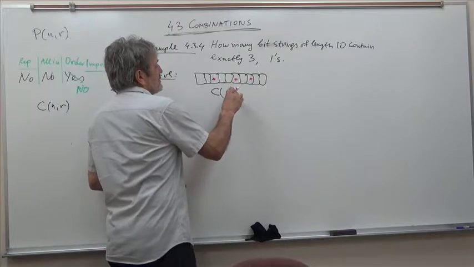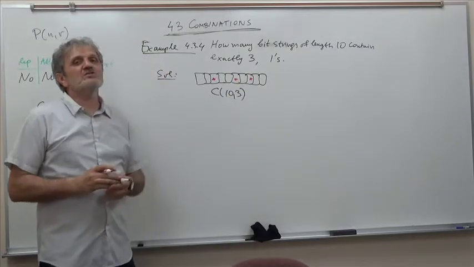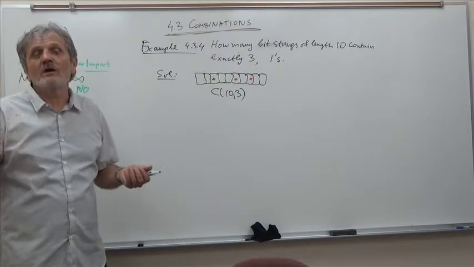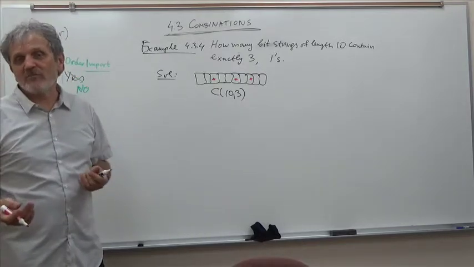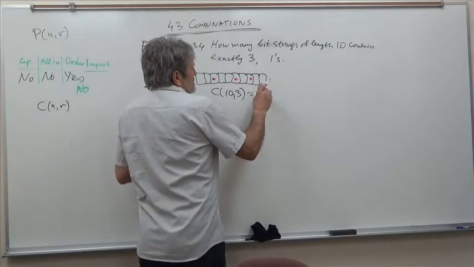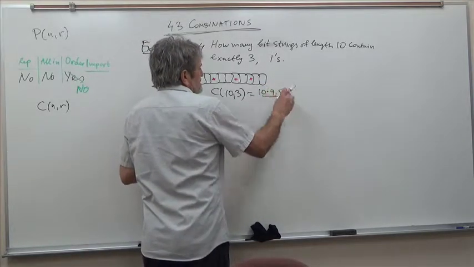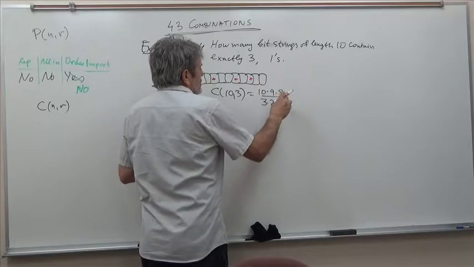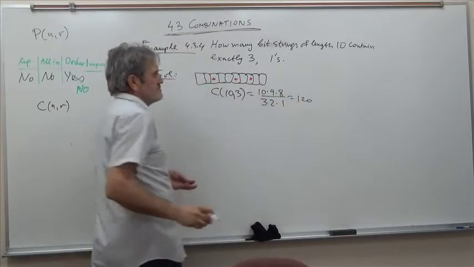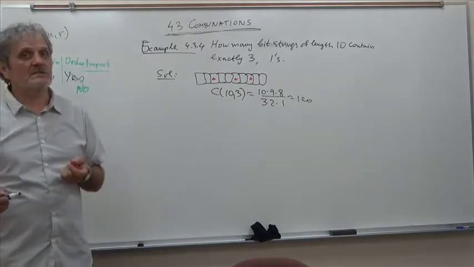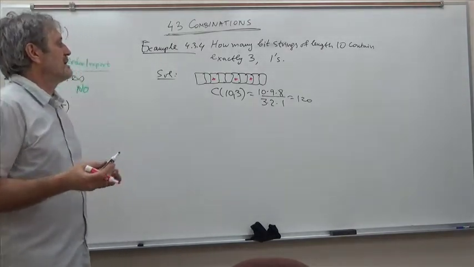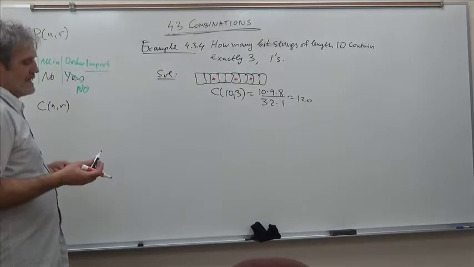I'm choosing out of 10 spots which 3 will host ones, and the order is not important. Who among them was chosen first? So that's C(10,3), and then that's 10 times 9 times 8 over 3 times 2 times 1. So that's 120. That's how it works. You need to phrase it properly, and then it will come easily.